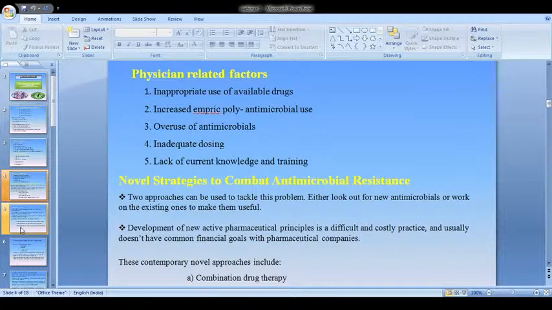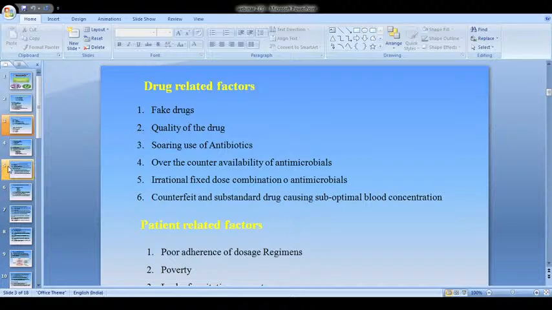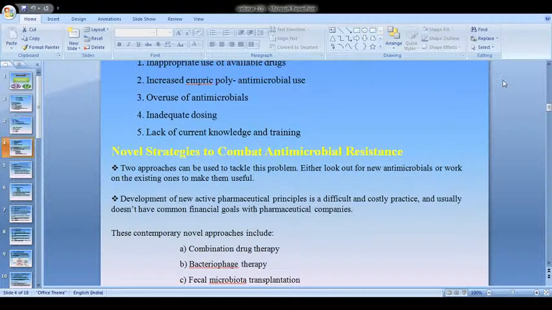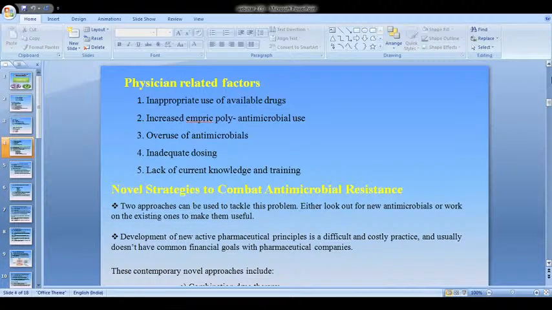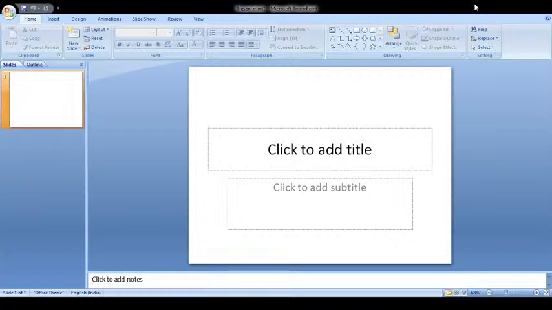The next thing is the physician-related factors. These include inappropriate use of available drugs. We are not using the drugs in a proper manner. So that is inappropriate use of available drugs, increased poly antimicrobial use, overuse of antimicrobials, inadequate dosing, and lack of current knowledge and training. Right. So these are the physician-related factors which affect antimicrobial resistance.